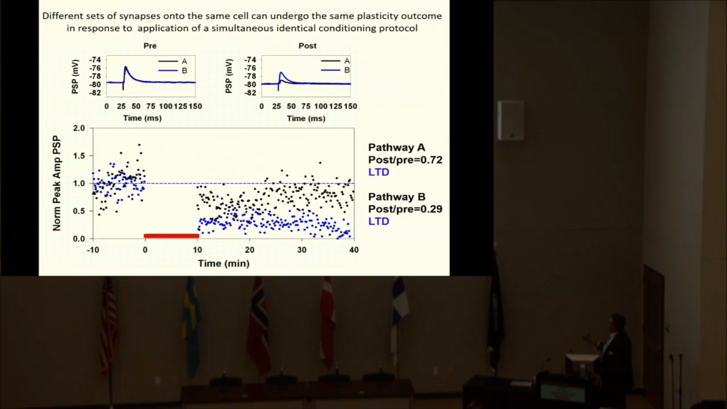In some cases, she found this, i.e., these are the baseline responses of both inputs onto the same cell, and this is what happened after the conditioning. They both went down. So they both showed long-term depression, or LTD. Now, if all the data came out this way, we would say, okay, a given cell, a neuron in the brain, is in a plasticity state. All its synapses respond the same way. And that would be one answer to the question we posed.